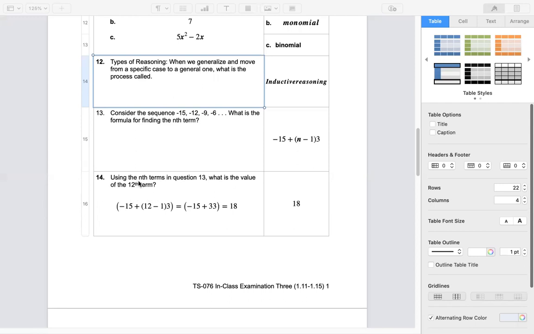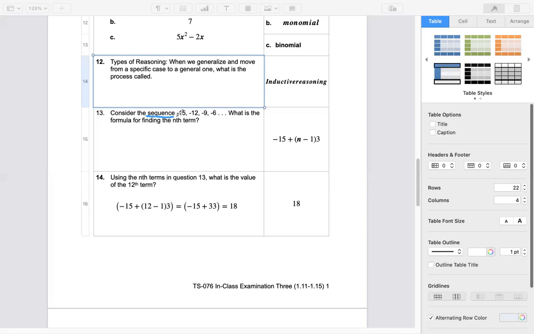So it says using the nth term question. Oh, I'm sorry, skip 13 here. Consider the sequence. We got a sequence of numbers. The word sequence means you got a list of numbers, and are they in a consistent sequence of some kind, like 2, 4, 6, 8? That would be a linear or arithmetic sequence. Okay.